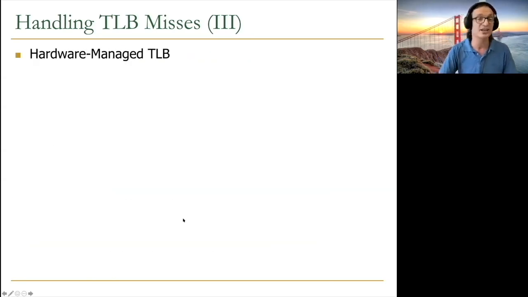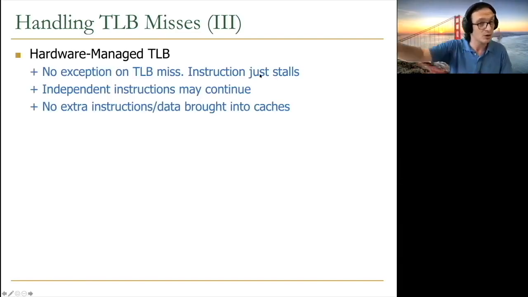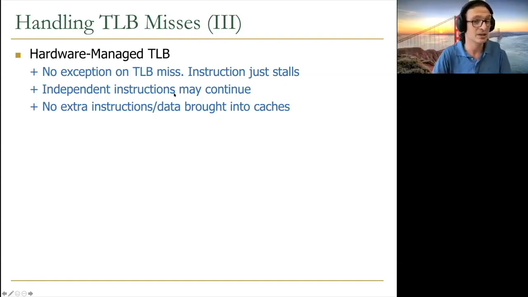And clearly, there are trade-offs to these approaches, and you can imagine some of the trade-offs. Hardware managed TLBs, there's no exception on TLB miss. The instruction just stalls. Other instructions may already be going on in an out-of-order machine. That's great. Independent instructions may continue. And there are no extra instructions or data brought into caches. You don't do a context switch to software. So that's the big advantage. And that's why hardware managed TLBs are commonly used today.